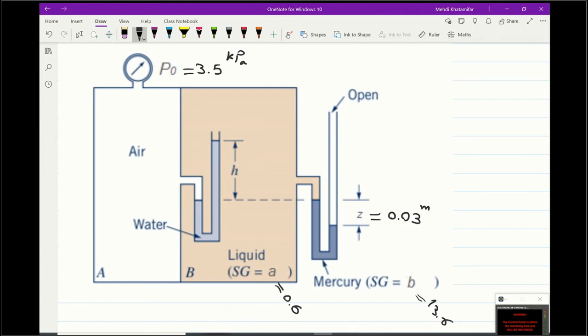By the way, H is 1.9 meters if you got something similar or close to that.